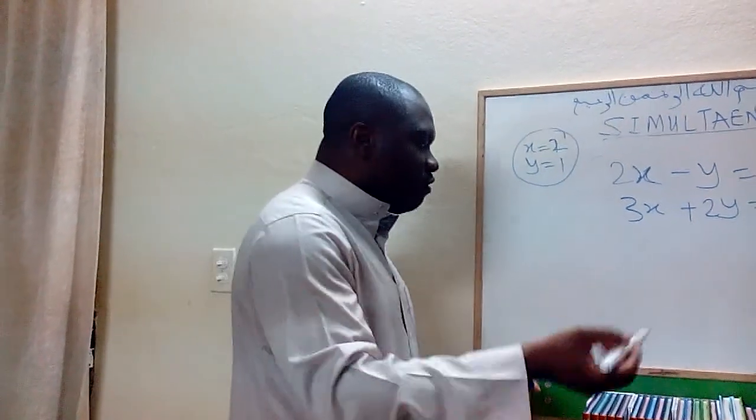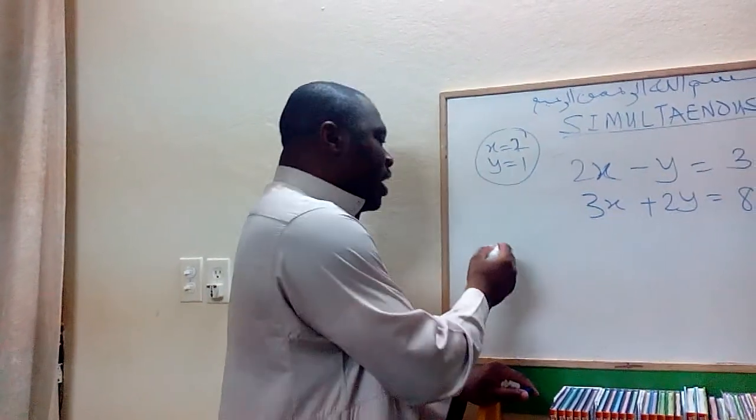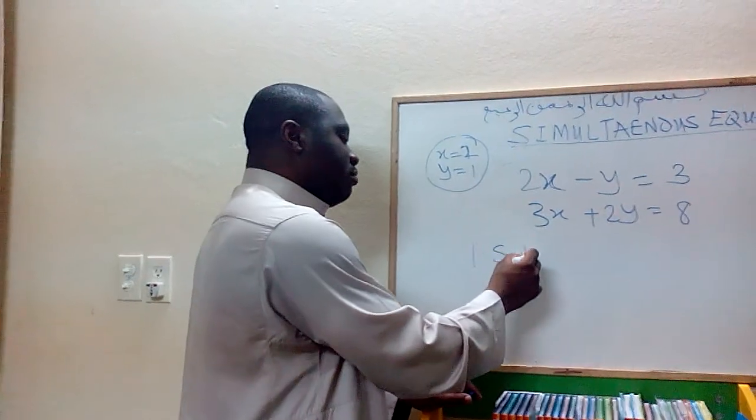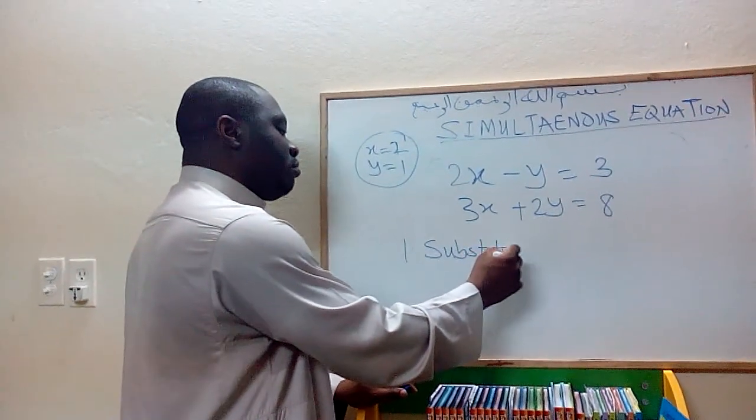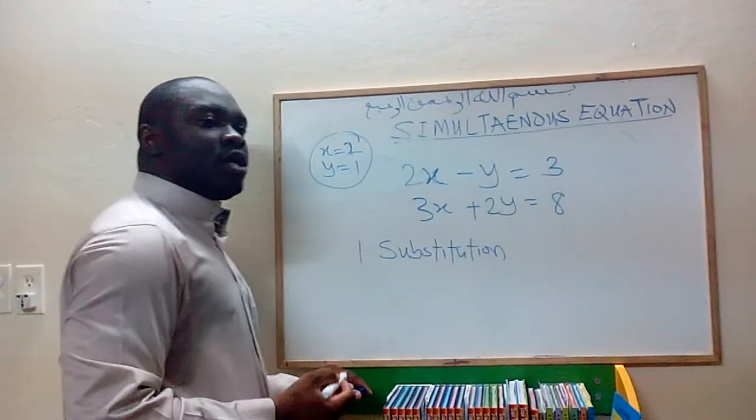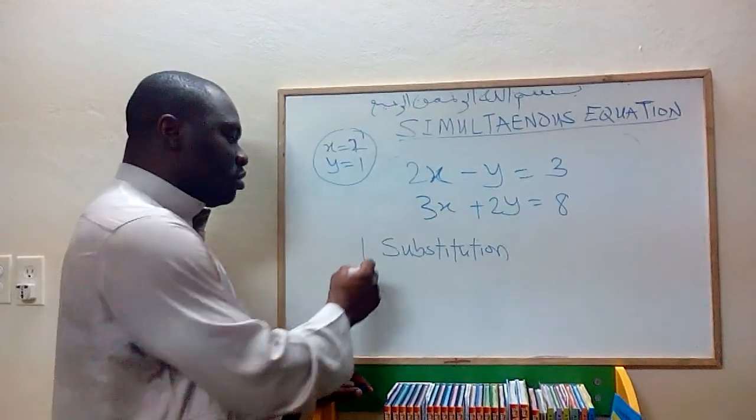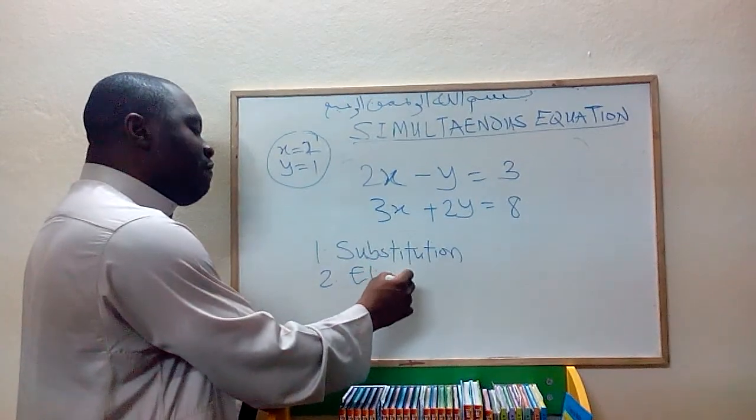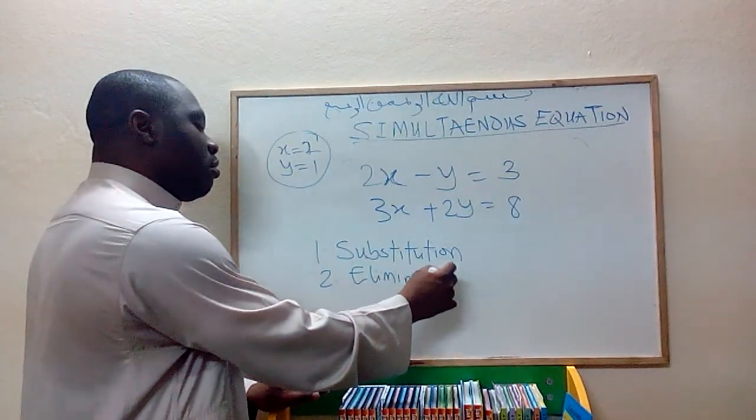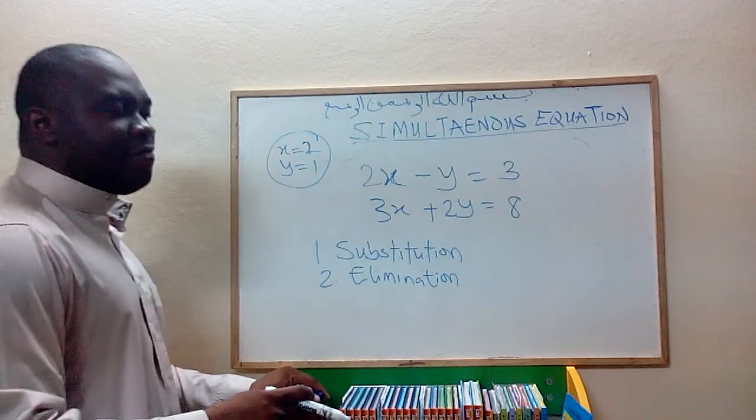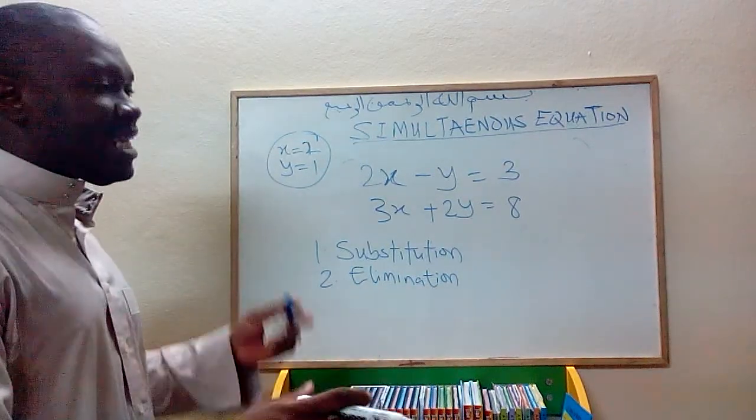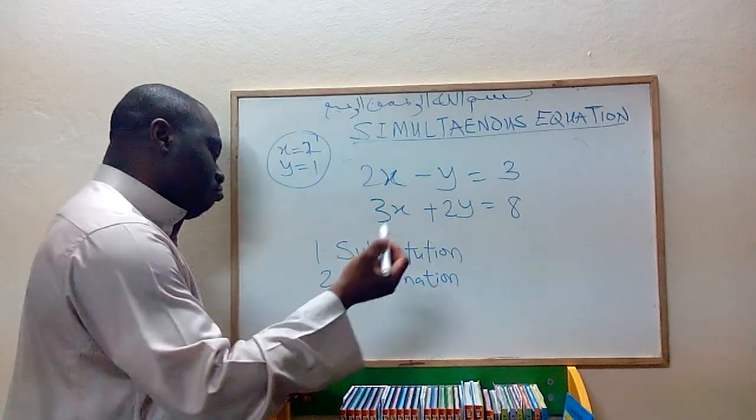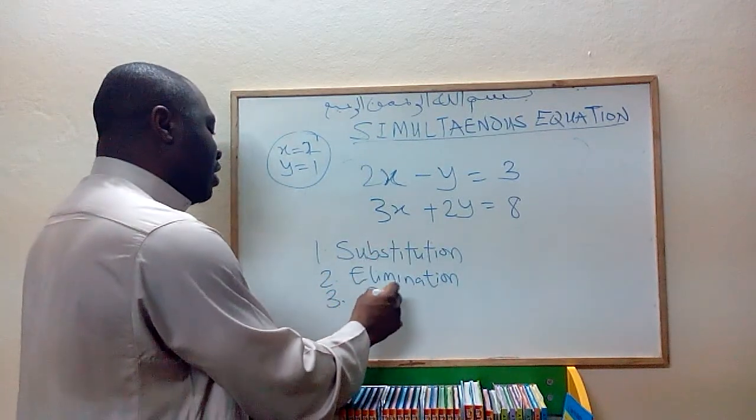What are the methods to solve a simultaneous equation? The methods are: 1, you can solve by substitution. You can solve by elimination, where you eliminate one variable by basically rearranging the equation. Also, you can solve it graphically.